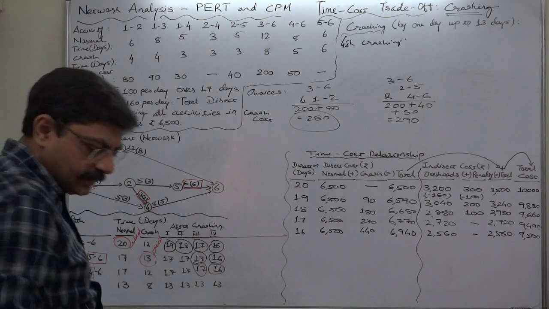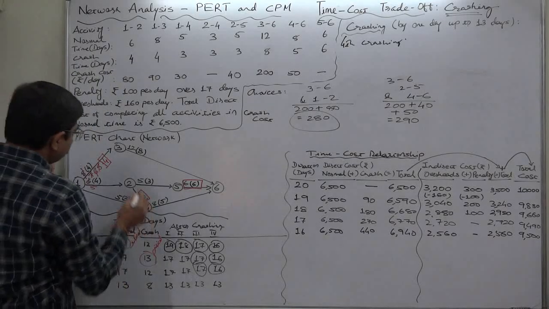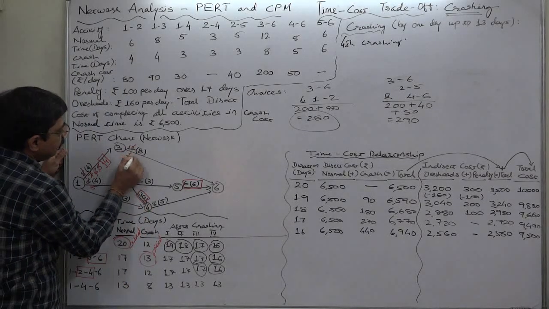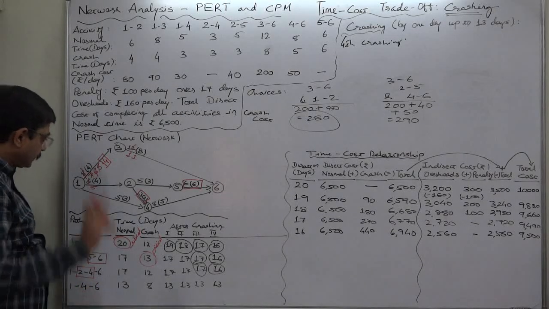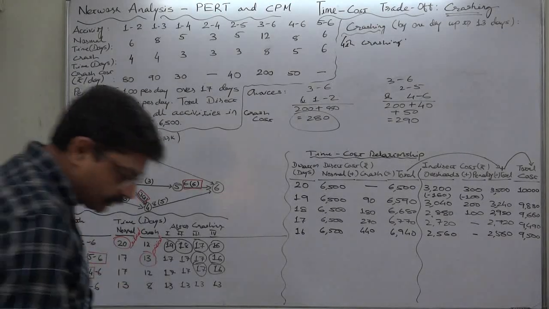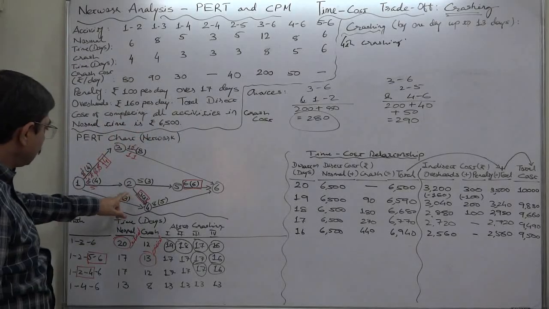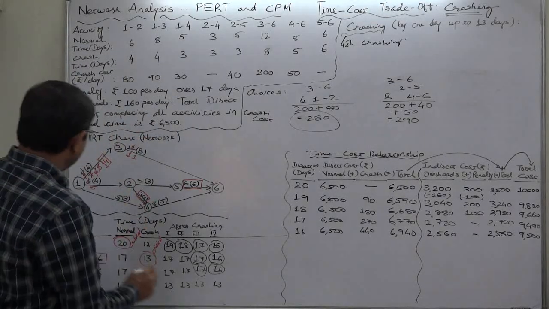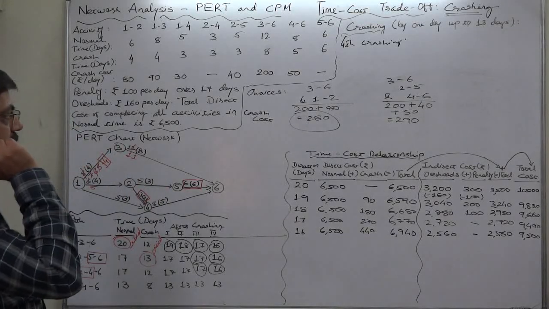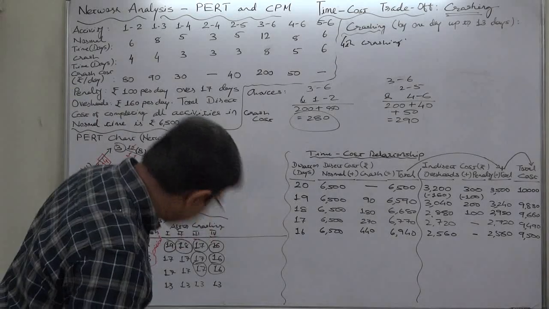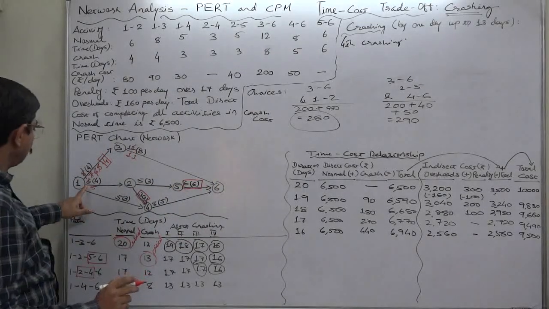So as a result, the duration of 3-6 will now be 11. And the duration of 2-5, I forgot to reduce the duration of 2-5 in the last trial. In the last trial, we selected 1-2 and the duration of 1-2.